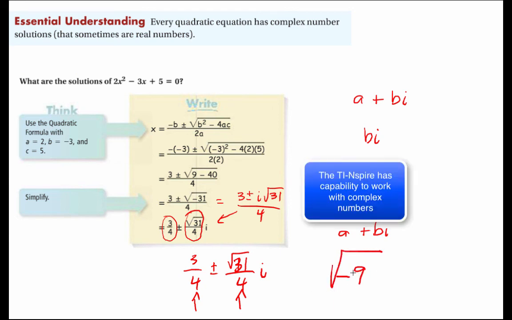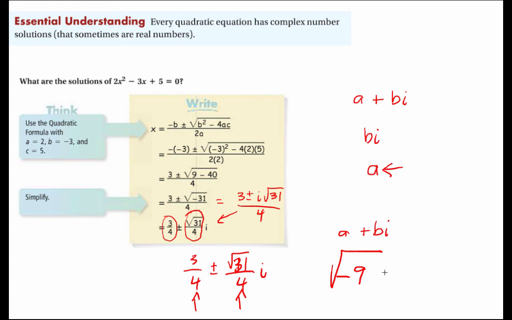Your calculator is programmed to work with real numbers. That's why the calculator is still not going to do this. But we have other techniques that we can use to solve these things now. So this complex number system brings a whole other branch of mathematics into play, and it's called complex analysis.